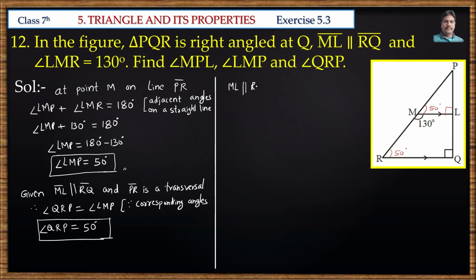ML is parallel to RQ and PQ is a transversal. Therefore, angle MLP is equal to angle PQR. Therefore, angle MLP is equal to 90 degrees.